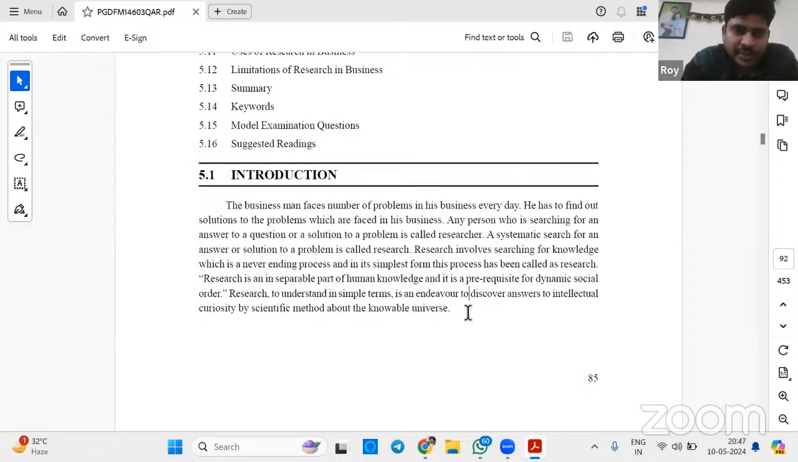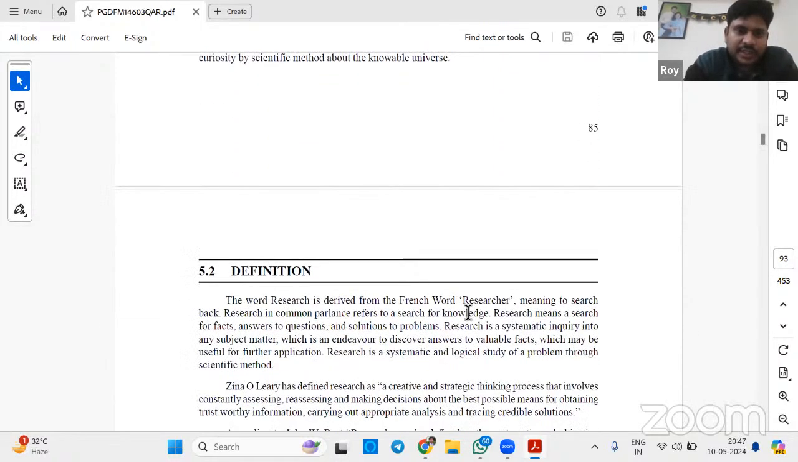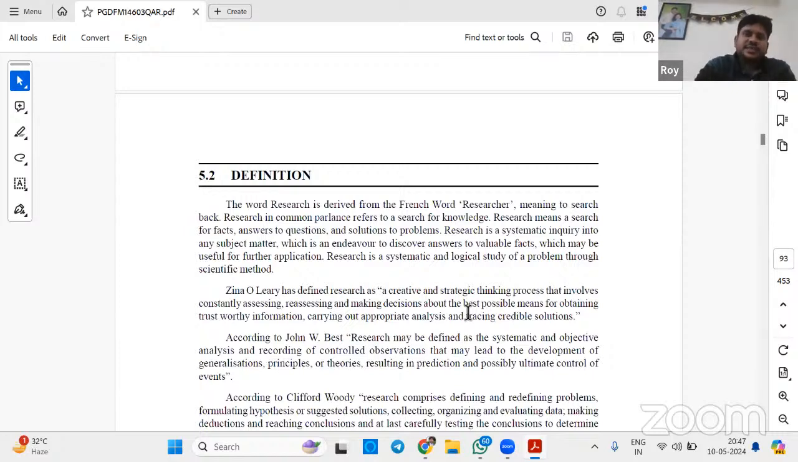Okay, I'll speak loudly. Just keep your earphones on. Let's go into this. Research means to search back, again search, in other words. It refers to the search for knowledge, finding answers to questions, solutions to problems. Another way, it's a systematic inquiry into any subject matter, an endeavor to discover valuable facts, right?